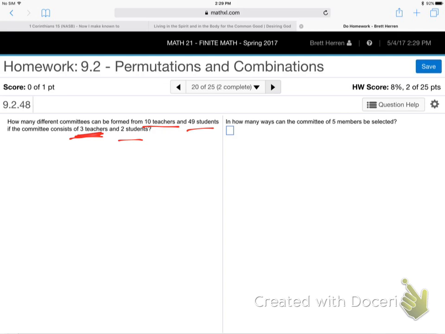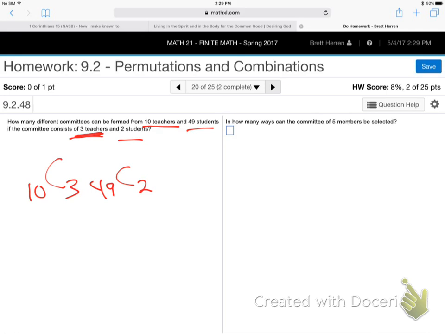Is that C or P? Well, does the order matter or not? Is there anything in there that says the teachers are getting different offices or different awards of some kind? No. They're just on the committee. So it's C, right? Order doesn't matter, like a combination pizza. 10 choose 3. That'll pick the teachers. Now, what about for the students? Same kind of thing, right? Out of 49 students, choose 2.